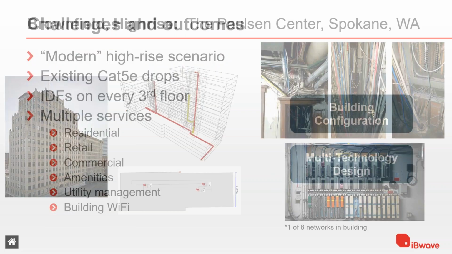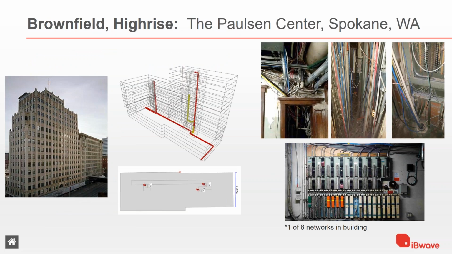On the flip side to the modern high-rise would be this scenario here, the Paulson Center in Spokane, Washington. This is a very old building that has seen multiple configuration changes, whether each floor being adjusted and walls being torn down to combine units or to subdivide units, as well as a whole second wing built on in the future. This building has seen multiple networks come into it. Currently, there's 8 active networks in the building and several abandoned networks.